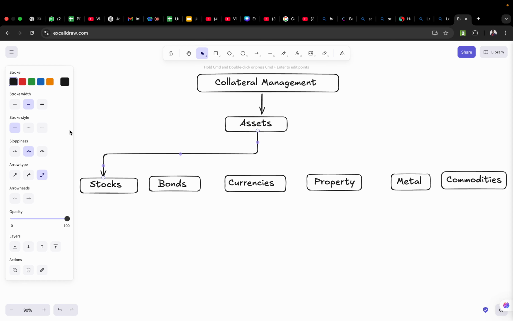Currencies, properties. We have discussed stocks, bonds, currencies, and if I talk about properties, property is a very common asset. Everyone is holding some sort of property like land, open land, plots, flats, right? So that would be your collateral basically.